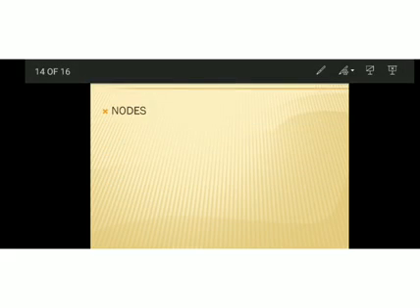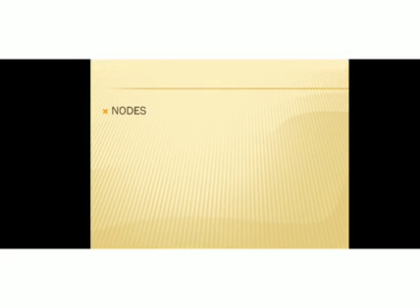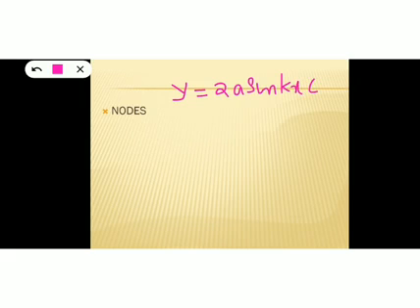Now, what is the condition to obtain a node? At which position can nodes be obtained in a standing wave? Let's discuss. Nodes are the positions of minimum amplitude or 0 amplitude. And you know the resultant wave is represented as y is equal to 2a sin kx into cos omega t, and 2a sin kx is the amplitude of the resultant wave. And nodes represent the points of 0 amplitude.